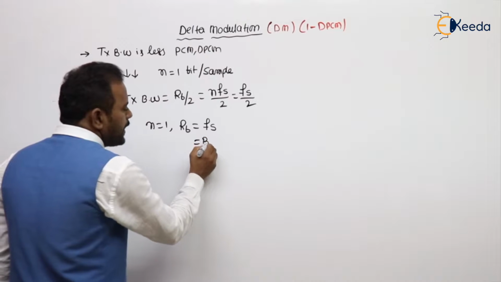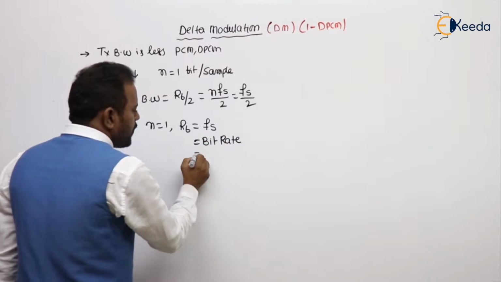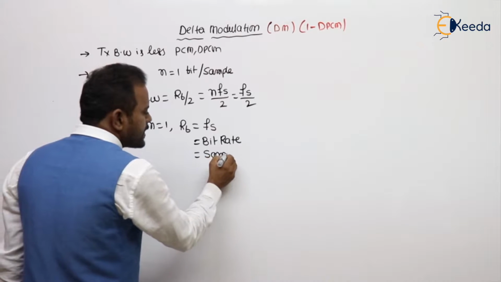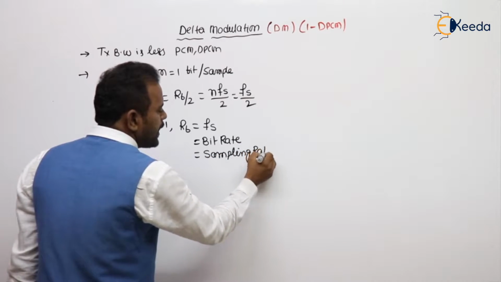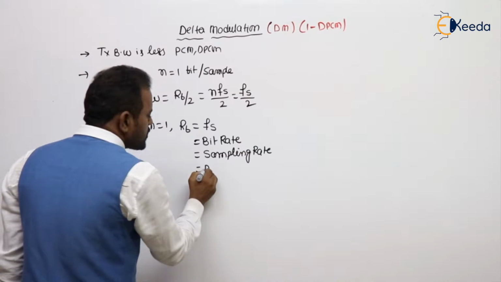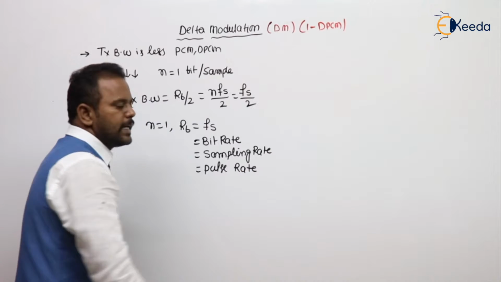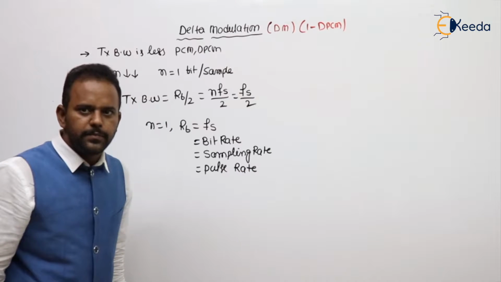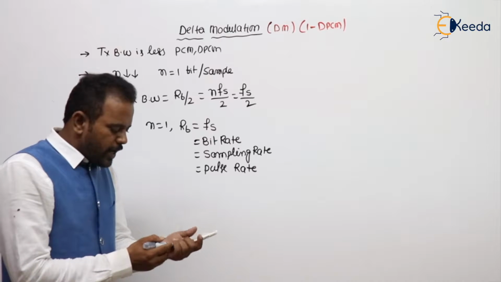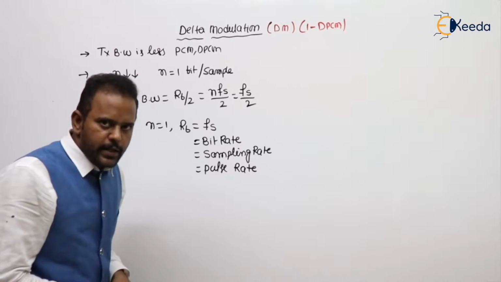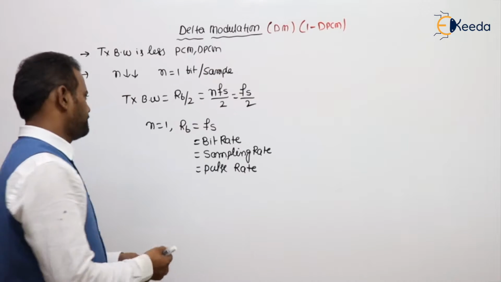What is Rb called, sir? Rb is called bit rate. What is Fs? Fs is called sampling rate. So bit rate and sampling rate are all the same, also equal to the pulse rate. Pulse rate means the number of pulses per second. Here we are using 1 pulse per 1 bit, so the number of pulses and number of bits are also the same.